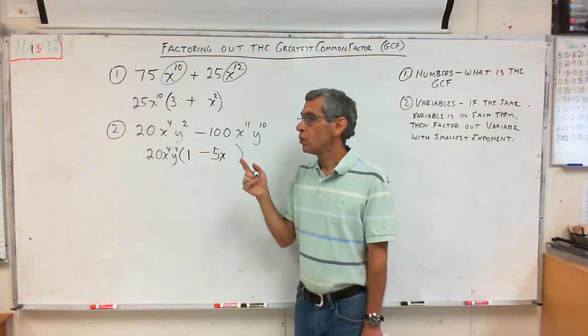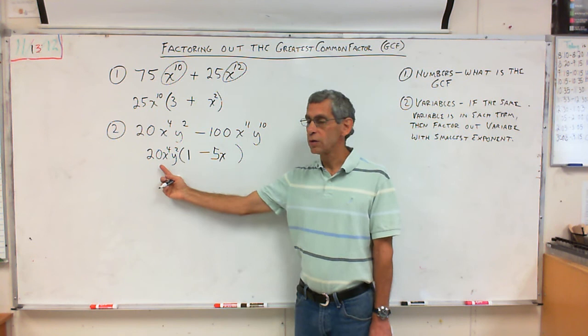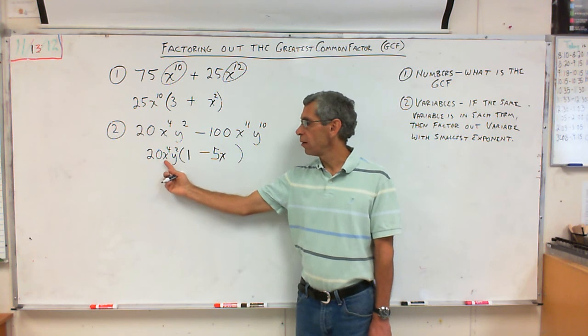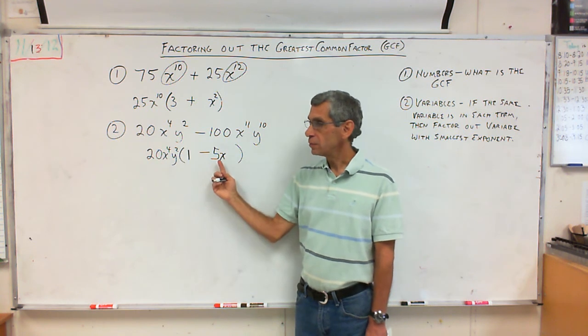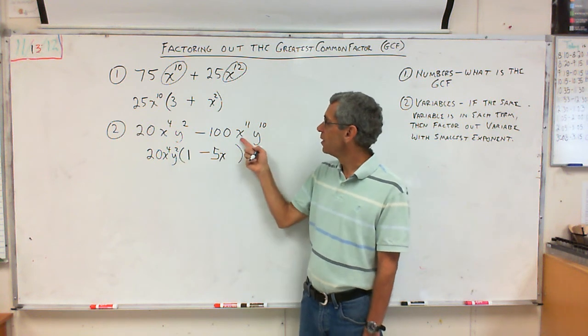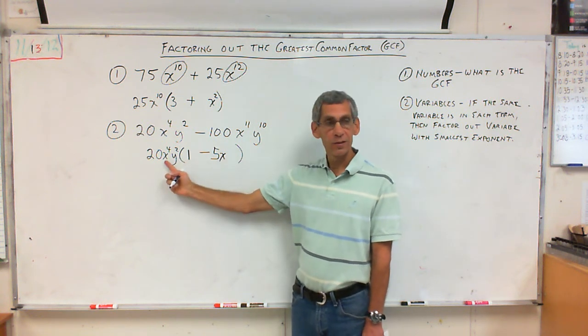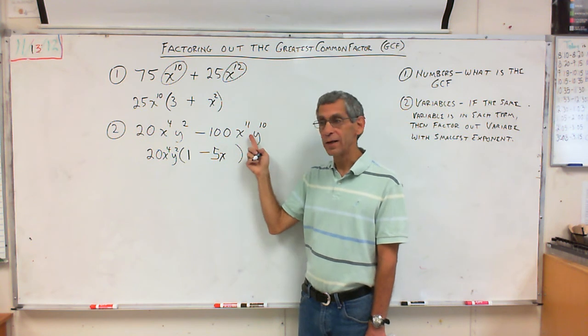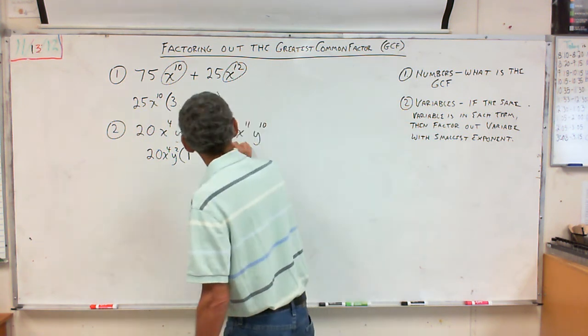Yeah, when you're multiplying variables with exponents, you add the exponents, right? Yeah, exactly. And when you divide, you subtract. So you could divide x to the 11 divided by x to the 4th is x to the 11 minus 4, which is x to the 7, right?